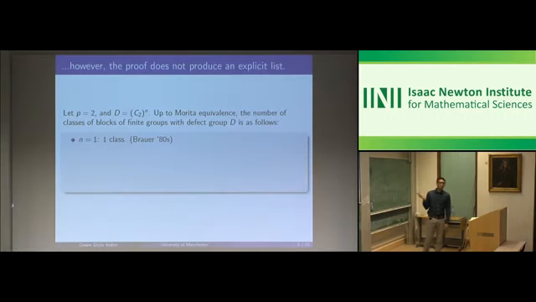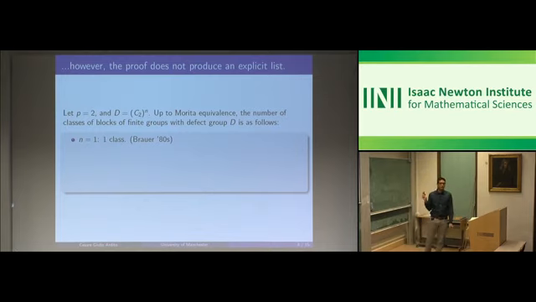And the proof, in general, does not produce this list. So in particular, it is interesting to look at what are these blocks, especially for relatively small p-groups. And we focus on the elementary abelian case. It will be somewhat clear why in a bit. But so p equals 2, D is C2 to the n.